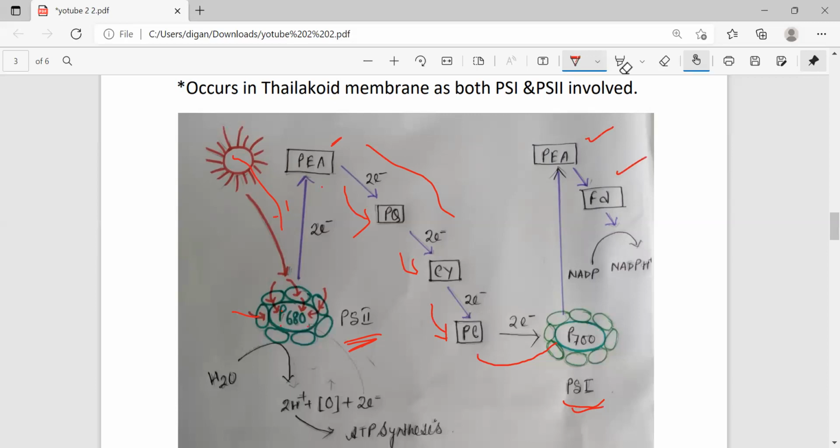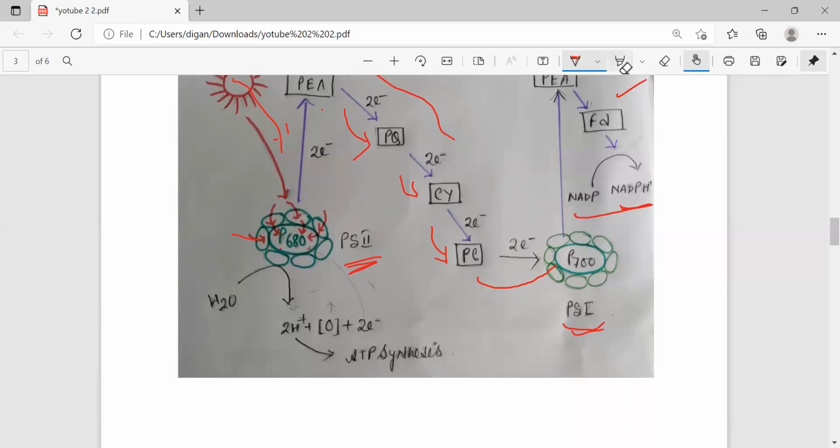After electrons are accepted by ferredoxin, reduction reactions take place, and as a result NADP is converted to NADPH. As the electrons excited from photosystem 2 never come back, there will always be a deficit of electrons in photosystem 2, because two electrons are excited from here, go along the chain and never come back.